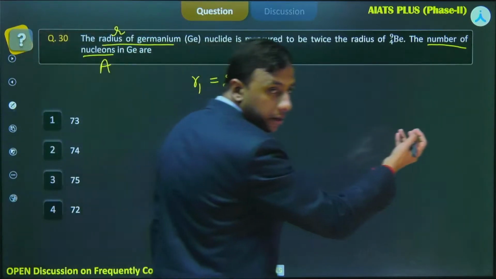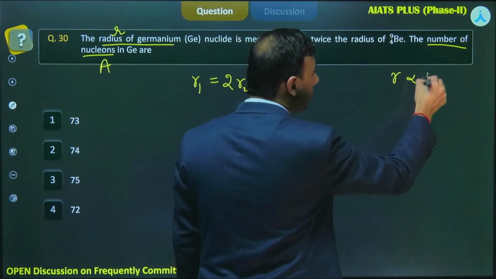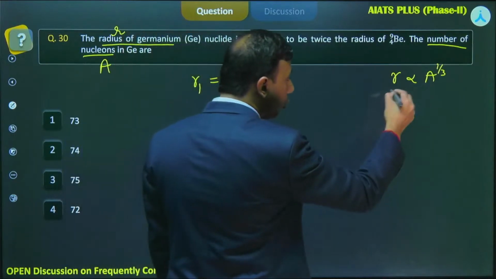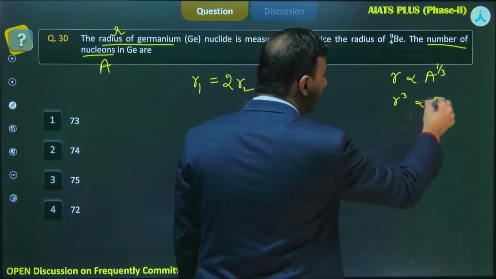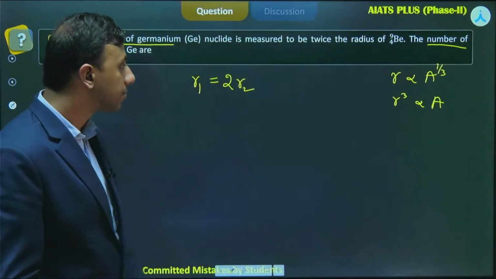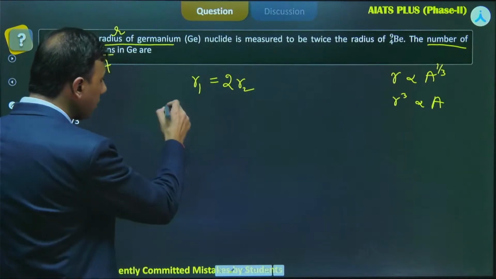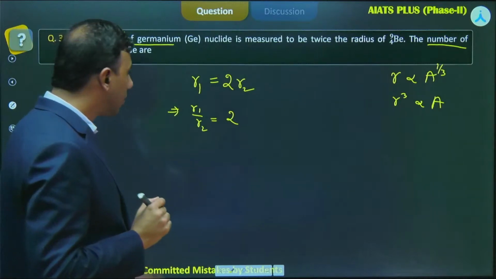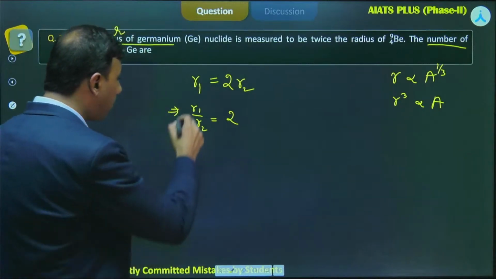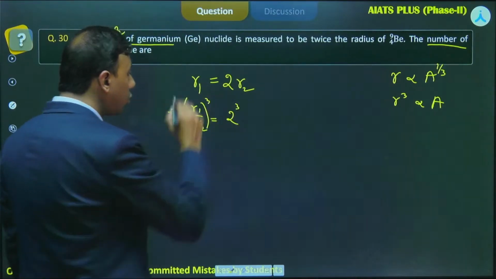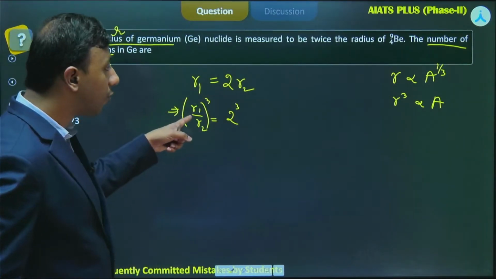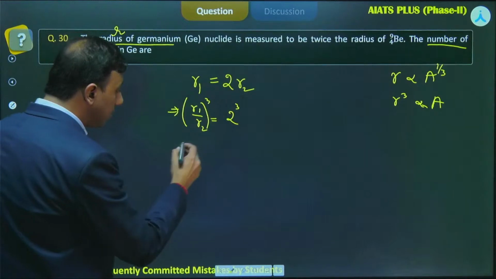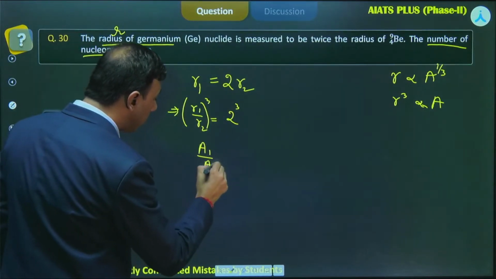We also studied last time that R is proportional to A to the power 1 by 3. Or we can say, if you cube both sides, R cube is proportional to A. So what will be the ratio of the radii, R1 by R2? It is 2. So cube both sides: 2 cubed, and R1 by R2 whole cube is proportional to A, where A is your mass number. So this becomes A1 by A2.